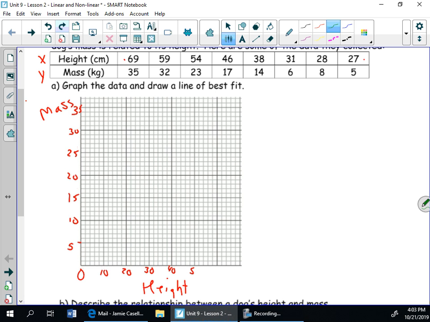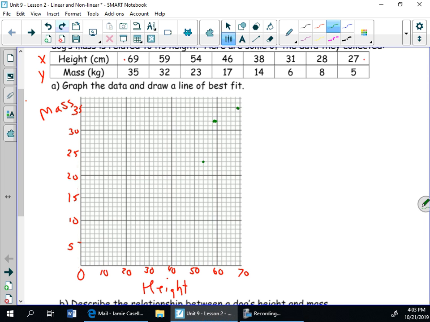69 and 35. I'm going to erase some of these by accident here. 60 and 70. 69 and 35 is about right, I'd say right there. 59 and 32, that's going to be about there. 54 and 23, 23 right there. It's a nice one.